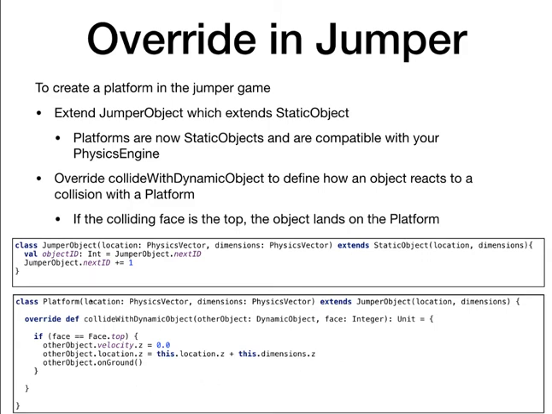For now, let's look at how platforms are implemented. So platform extends jumper object extends static object. So platform is a static object, which means it has a collide with dynamic object method that takes in the dynamic object that was collided and the face of the static object that it collided with. Of course, we wrote a lot of code that calls this method in our physics engine. Physics engine is going to call this, but in the physics engine homework, this method did nothing. It was what we call stubbed out. It just didn't do anything.